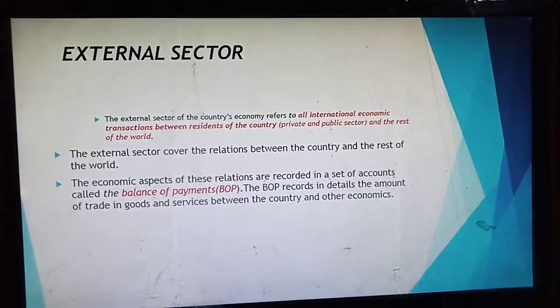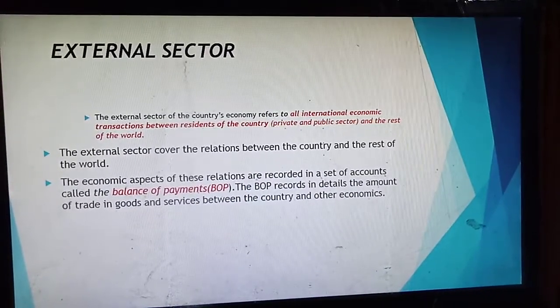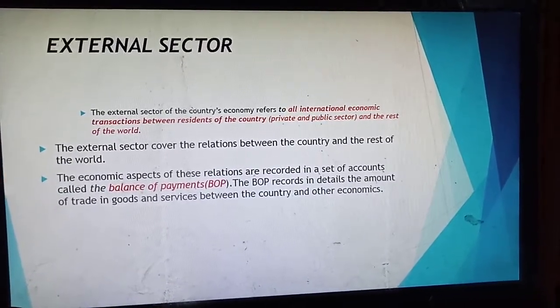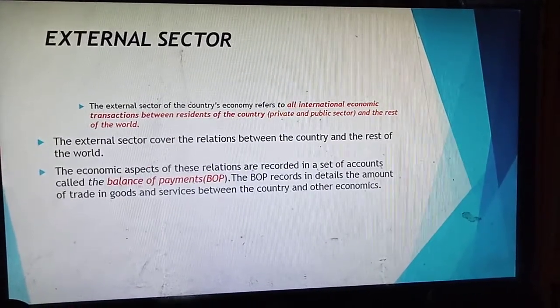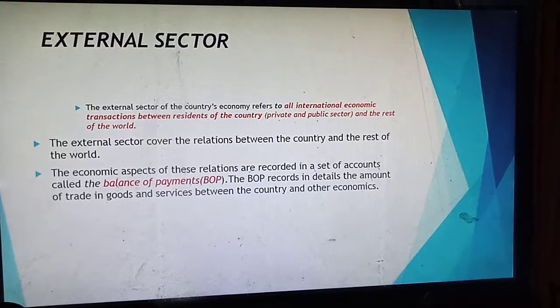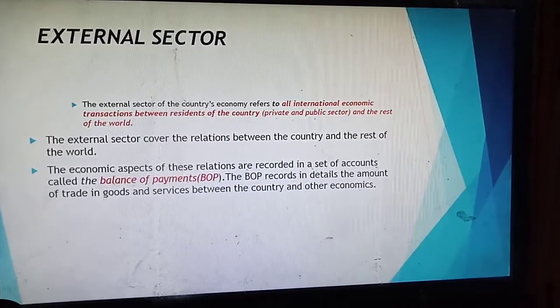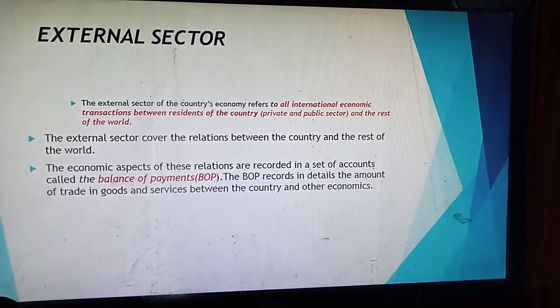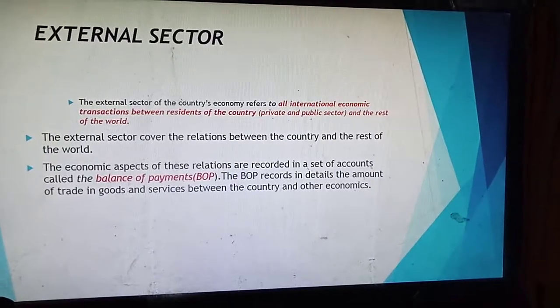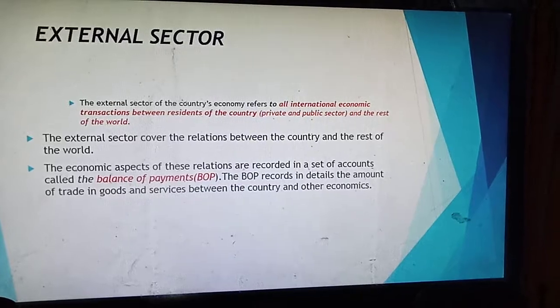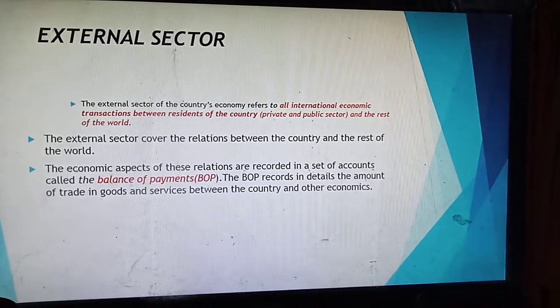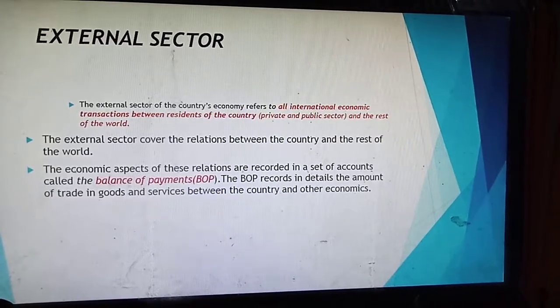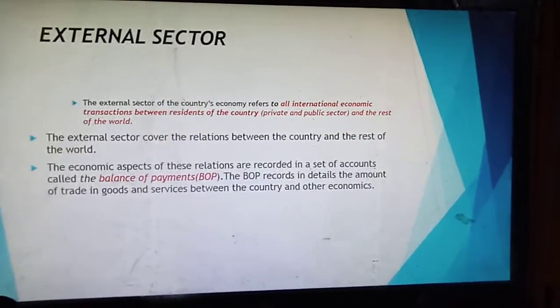What is the meaning of external sector? The external sector of the economy refers to all international economic transactions between residents of the country and the rest of the world. The external sector covers the relations between the country and the rest of the world. The economic aspects of these relations are recorded in a set of accounts called balance of payments, that is BOP. BOP records the details of the amount of trade in goods and services between the country and others.